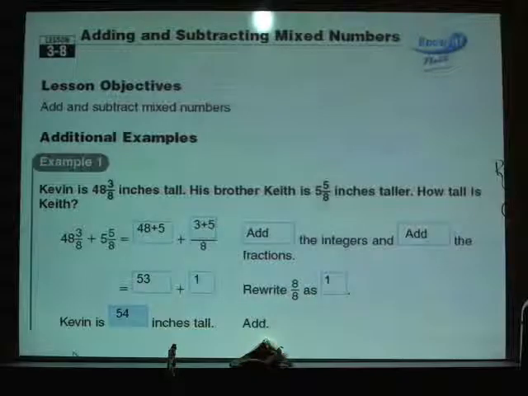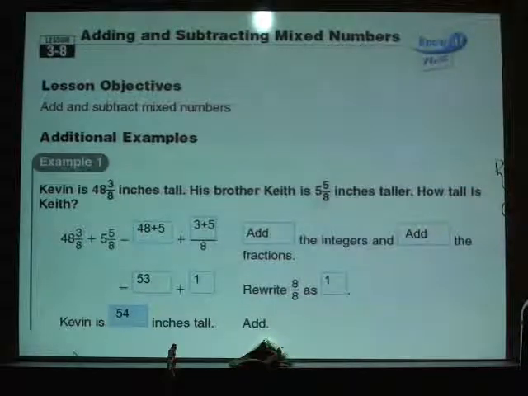This is a video presentation of Chapter 3, Section 8 in the 7th grade textbook entitled Adding and Subtracting Mixed Numbers. A very good place for us to go from yesterday. If you remember yesterday, we just dealt with fractions, pure fractions. Today, they're going to mix it up a little bit, no pun intended, by going with mixed numbers instead. So let's go ahead and take a look at the first question here.